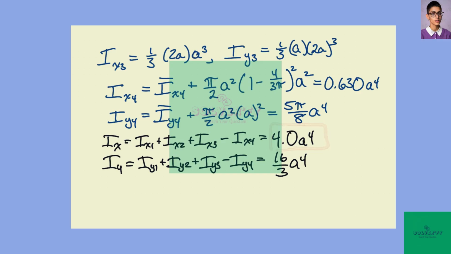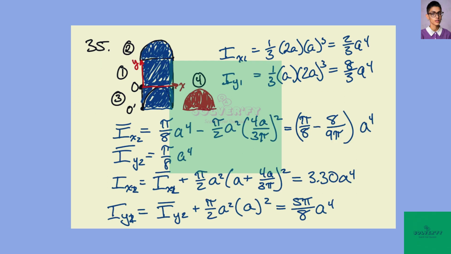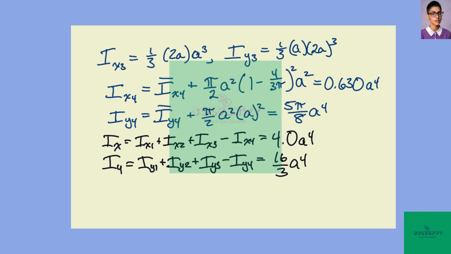The area moment about x is 4.0 a to the fourth, and about y is 16/3 a to the fourth. I would assume that because those are such clean numbers, there may have been a simpler way of calculating this, but I didn't see it. So we got our answers here.